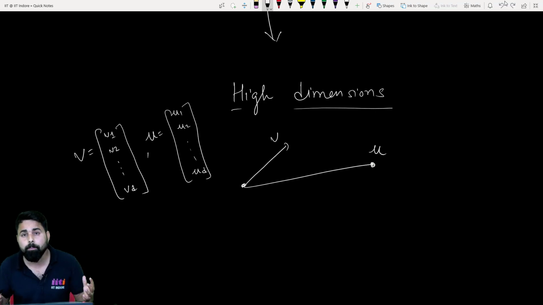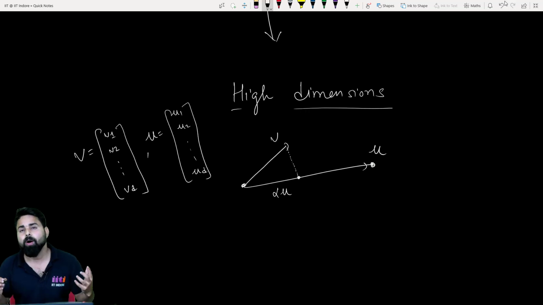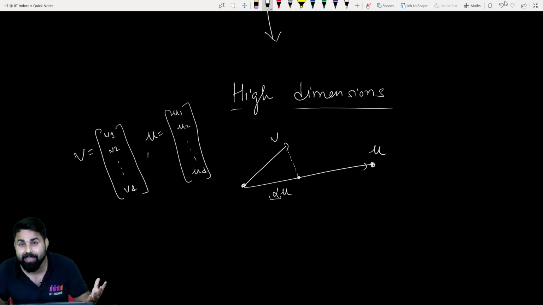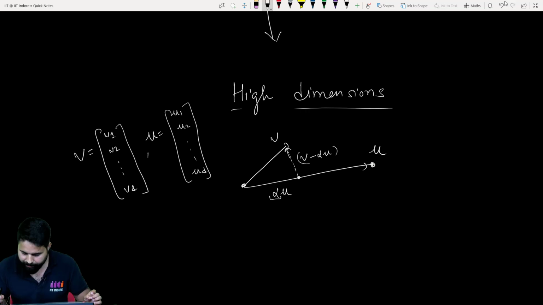Now what do we mean by projecting v on u? It is the same thing as we did in the 2D case. We put a projection here, and it will hit somewhere here. This part will be nothing but some scaling of u, so it will be alpha times u, where alpha is a scalar factor. We want to find this scaling factor alpha. What will this vector be, by the way? This will be nothing but v minus alpha u, the vector from here to here. Very simple school stuff, right?